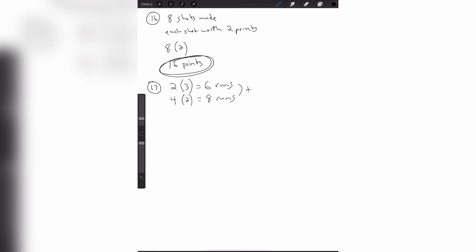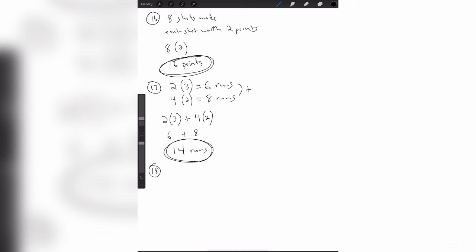And eventually we'll have to add them together to get the total runs. So we could say something like this. We could say the home runs each scored 3, and then you're adding each hit scored 2. All right, so going left to right, 6 plus 8 gives you 14. So you would end up with 14 runs in the end. And that's number 17.